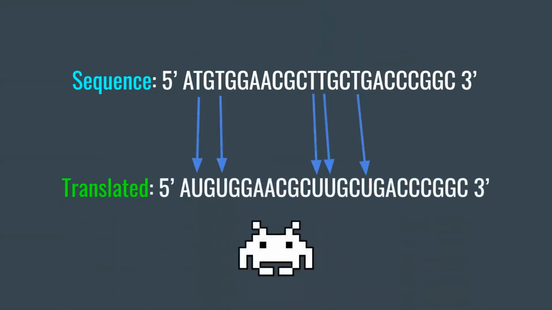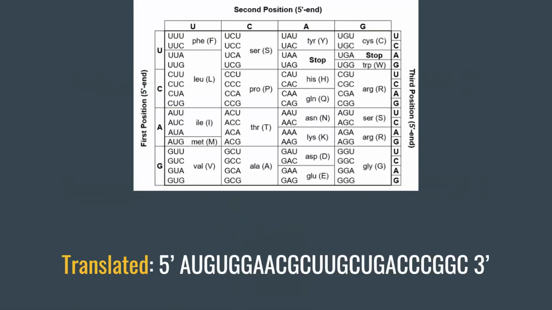Given that this is a coding strand, we can easily translate by shifting the thymines of DNA into uracils of RNA, giving us this sequence. From here, we can look at our universal coding dictionary to figure out the reading frame and protein products.